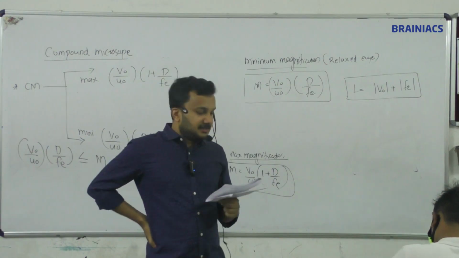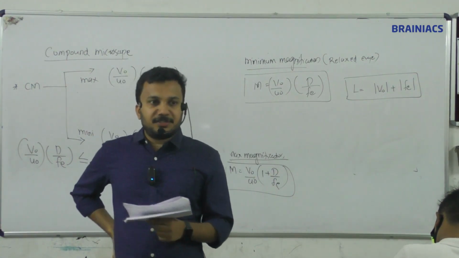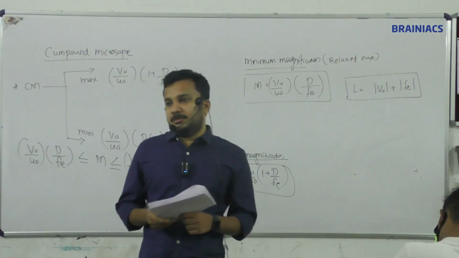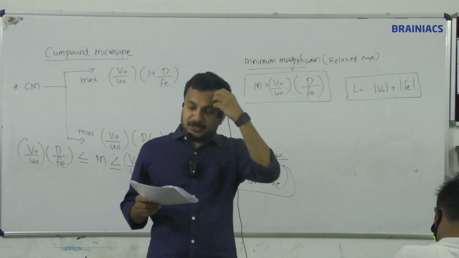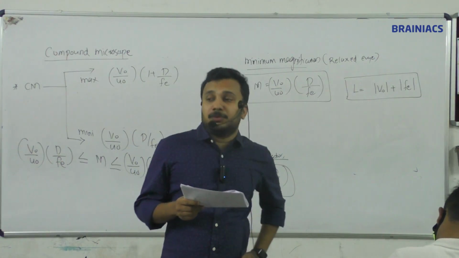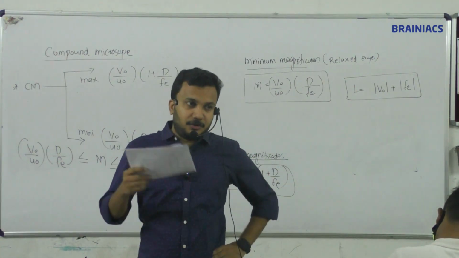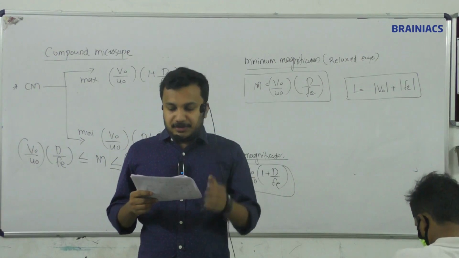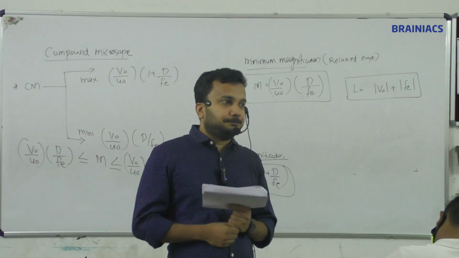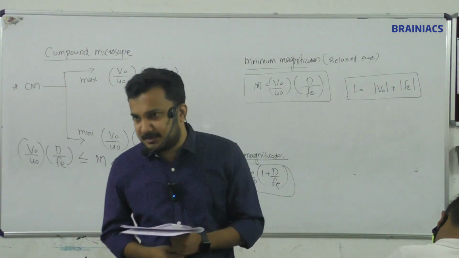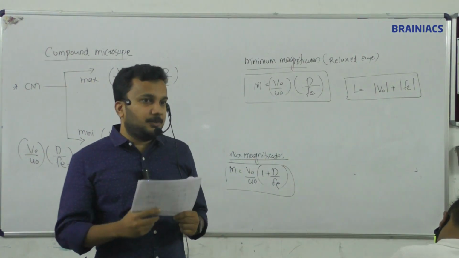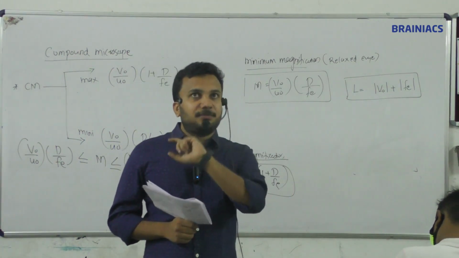We'll list what is given to us. Focal length of the objective lens, F0, equal to 1.2 centimeter. Eyepiece lens FE equal to 3 centimeter. Next, the object is placed at U0 equal to minus 1.25 centimeter, with the sign it's easy to substitute. The image is at infinity.